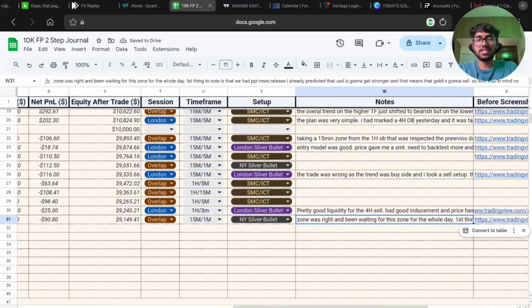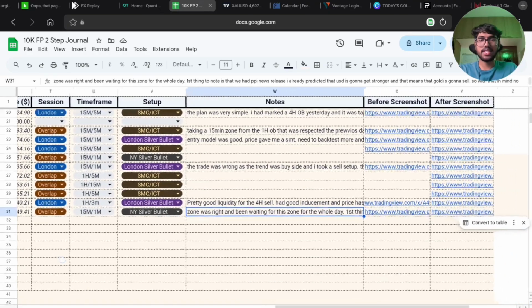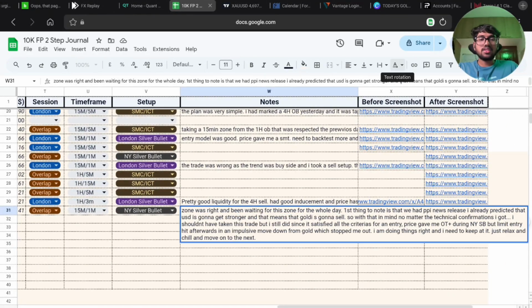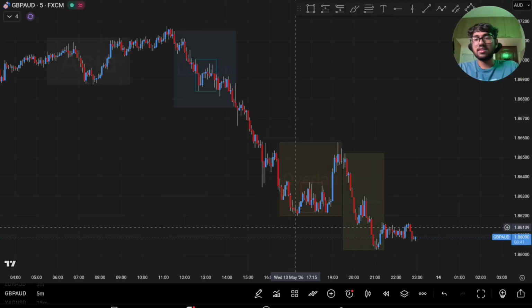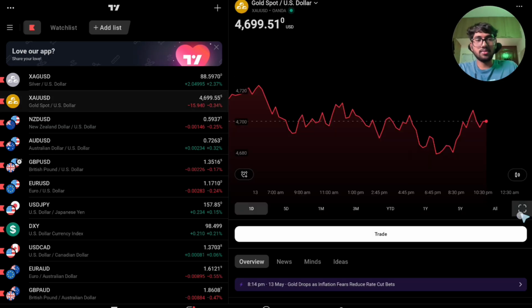And this trade was executed during your New York silver bullet and during your overlap session, and you can see that. So this is what I have marked. Again, you guys can pause the video, see and understand what I have done before going into the next session, but I'm straight away going to go into the charts once again. So coming on to the charts, let's get into gold.